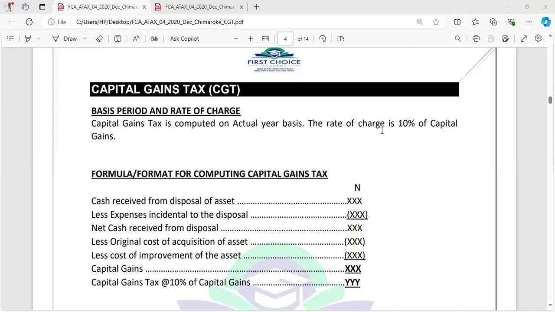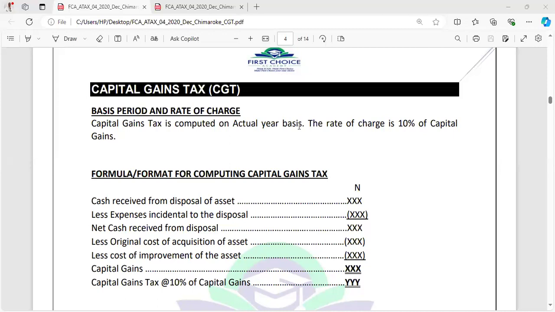The first one is any expense that is incidental to disposal. The second one is the original cost of the acquisition of the assets. And the third one is any cost of improvement. Now let's take that down.